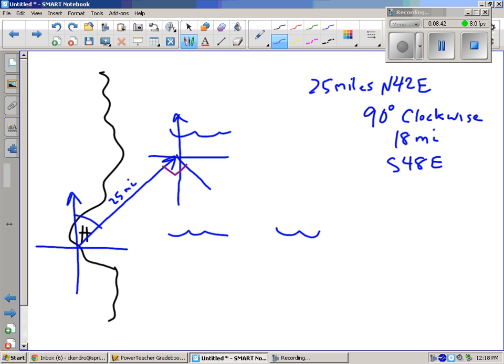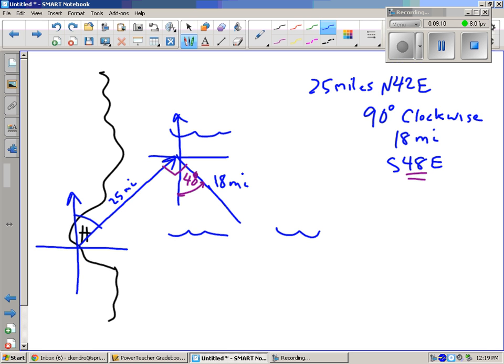Now that's our 48 right here is actually this, because I'm coming from the south. Whoops, I put it in the wrong place. Let me back up here. It's right here. From the south, 48, going to the east. So that angle's 48. Now they're going for 18 miles, so let's continue this.